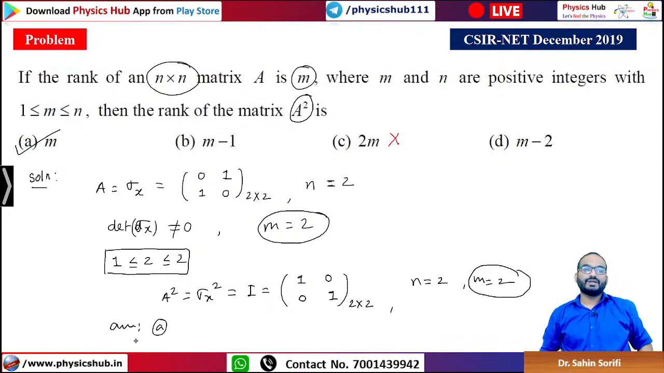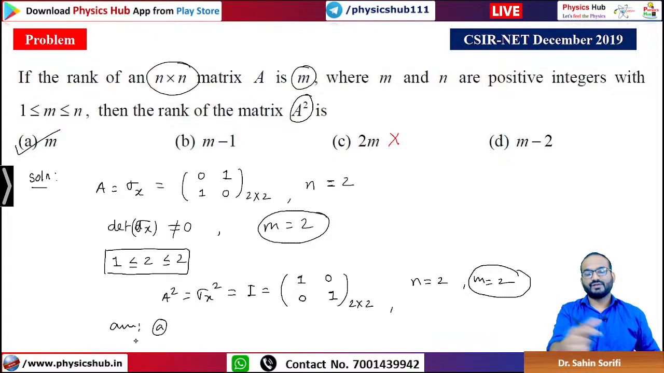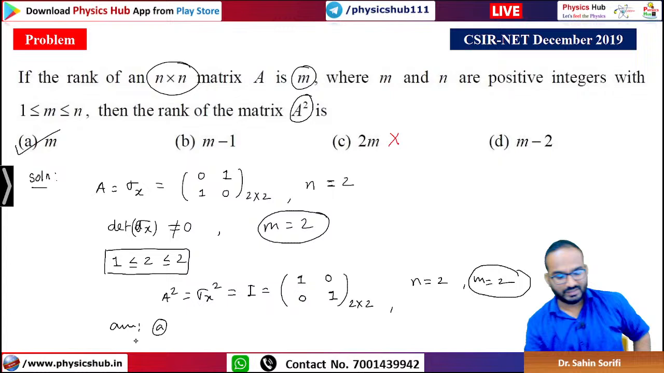So sometimes we need to take an example-based approach. If you know any standard result, you can plug it in to verify the options, and you can get the correct option. Understood this one?